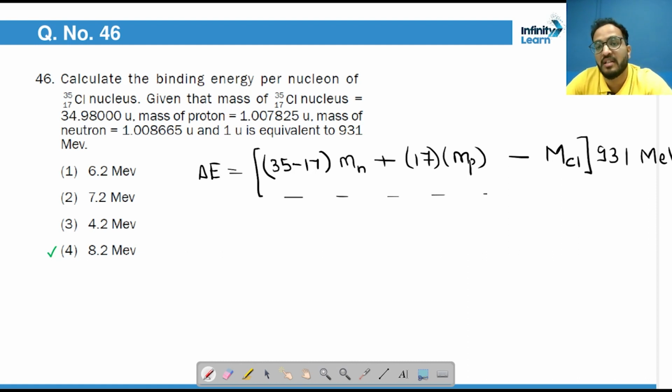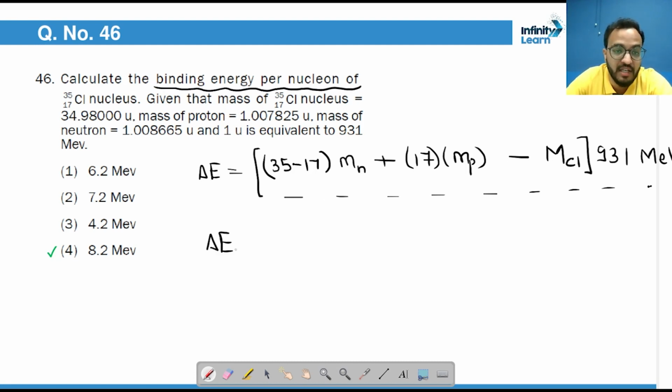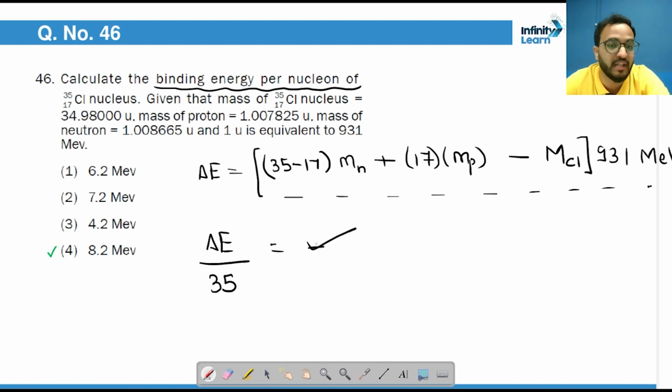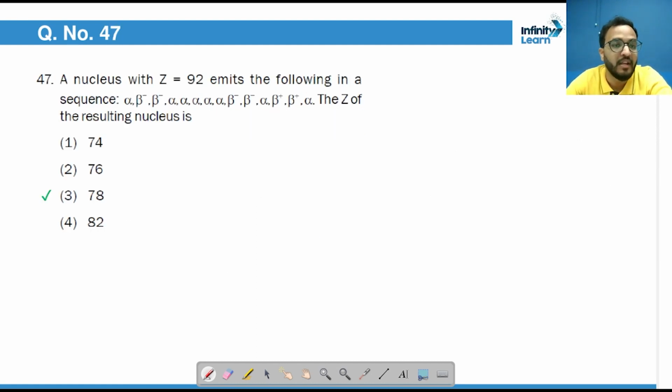Okay, so you just have to put the values and get your answer. This is binding energy, but they're not asking for binding energy, they're asking for binding energy per nucleon. That means whatever answer comes from here, divide by 35 in order to get your correct answer. It's a lot of calculation here, no doubt, but you have to go through it, and it comes out to be 8.2 mega electron volts.